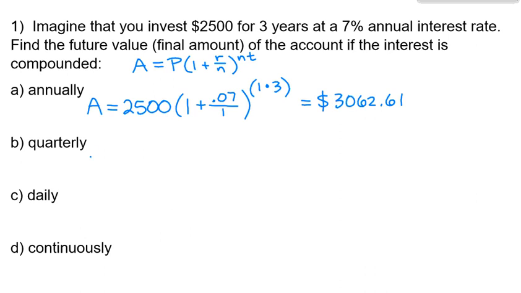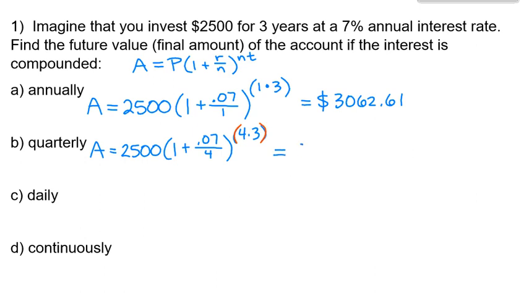Quarterly. Again, looking for the final amount of money, still investing $2,500. We still have an interest rate of 0.07, but we're dividing that by 4 because we're compounding 4 times a year for quarterly. And it's 4 times a year for 3 years, so 4 times 3, 12 compoundings. When you're putting this in your calculator, be sure to put parentheses around the 4 times 3 or just compute it as 12. Do something to make sure that it's accurate.